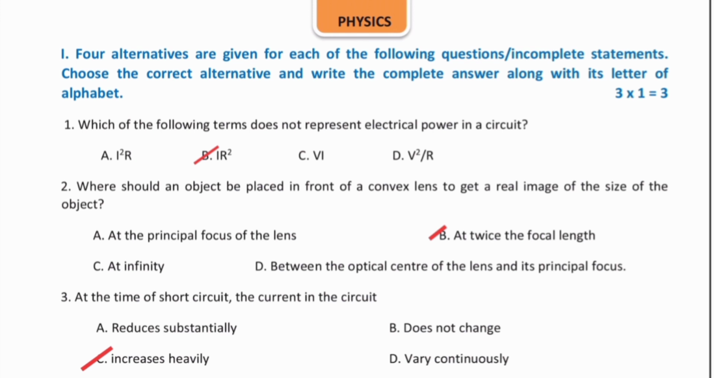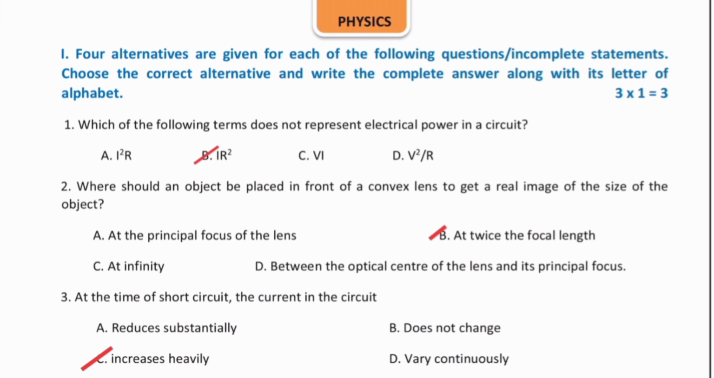Next, moving to the physics part, which of the following terms does not represent electric power in a circuit? The correct answer is option B, I R square. Students, check out my video on numericals on electricity. I have explained the power in detail.